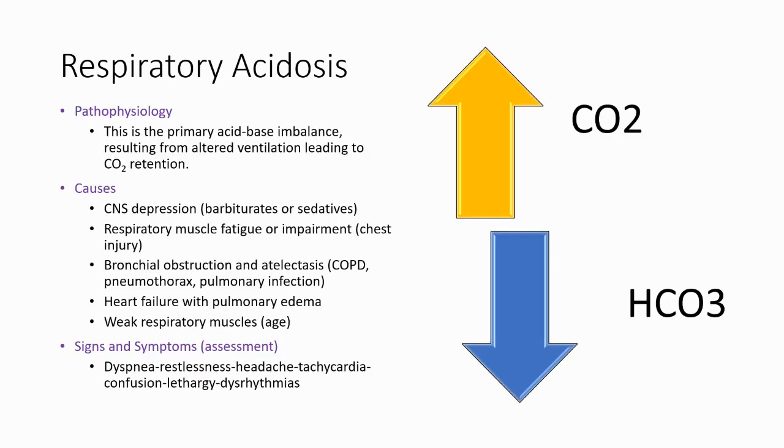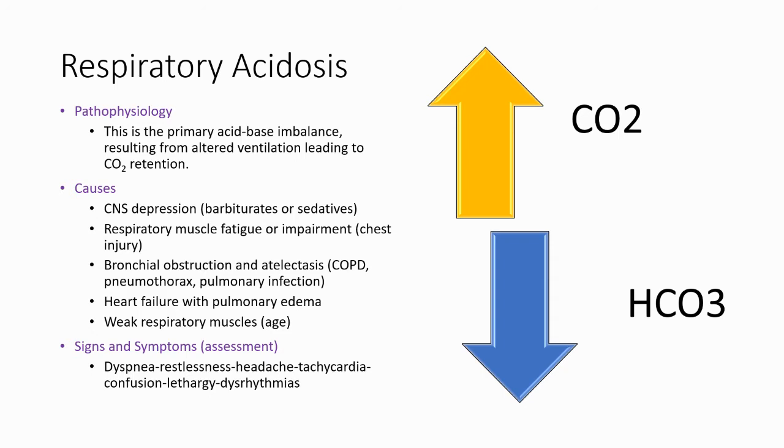So let's break down each of the four: respiratory acidosis, respiratory alkalosis, metabolic acidosis, and metabolic alkalosis. So when you're talking about pathology for respiratory acidosis, this is the primary acid-base imbalance resulting from altered ventilation leading to CO2 retention. So as that acid increases in the blood from the carbonic acid, which is the chemical part of the rising of the CO2, this can cause certain signs and symptoms with your assessment.